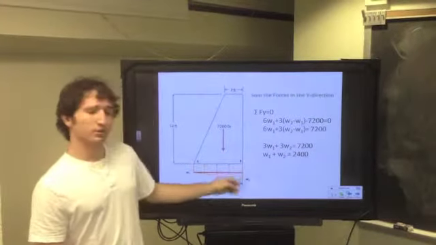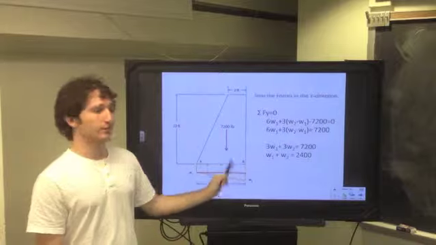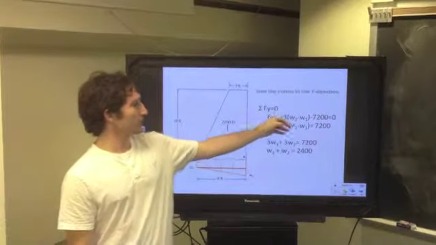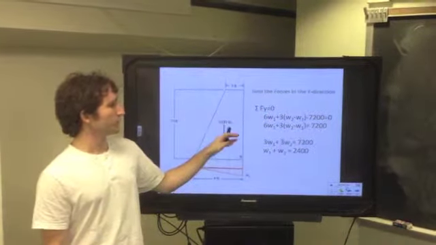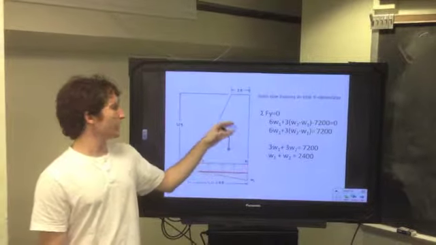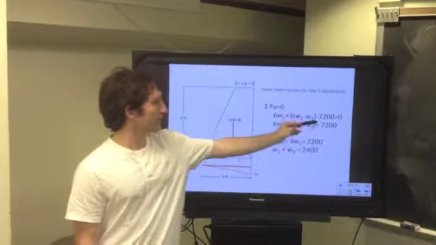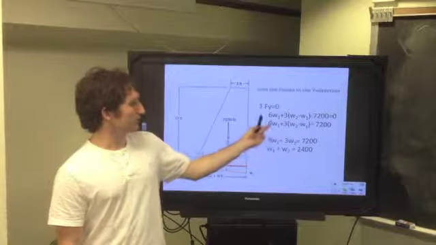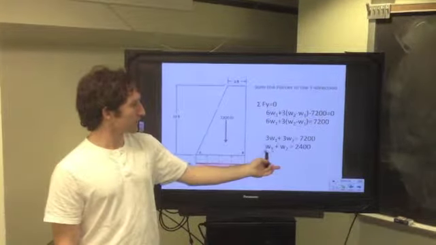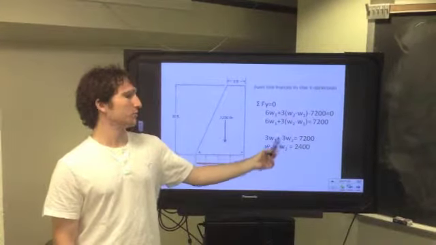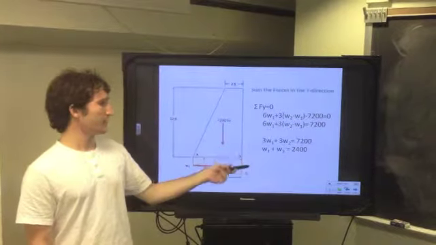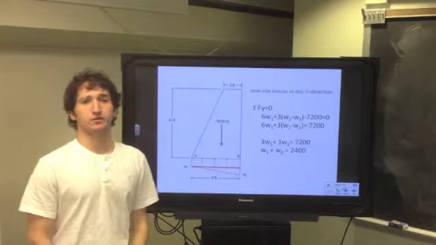So W1 and W2, that whole distributed load, acts in the positive y direction, so their values will be positive, while the weight of the soil, which is the 7,200 pounds, acts in the negative y direction, so that it's negative. So you can then set that equation up, which when you fully simplify it, you get W1 plus W2 equals 2,400, and that will be the first equation used in the system of equations.